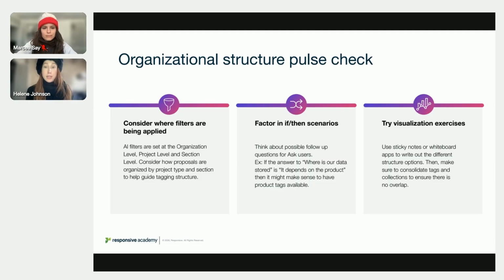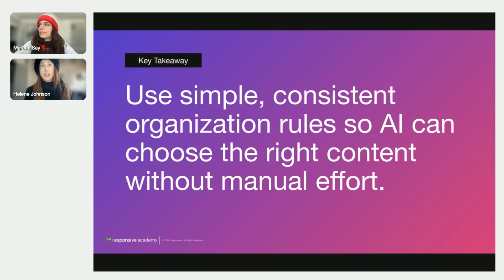And a really easy way is just to consolidate content. So it's part of that cleanup at the beginning. And if you're following that checklist, that should be fairly straightforward. So the one key takeaway for that third pillar is to keep your organization simple and consistent. If your AI knows where to look, it can pull the right content without that extra effort from you.